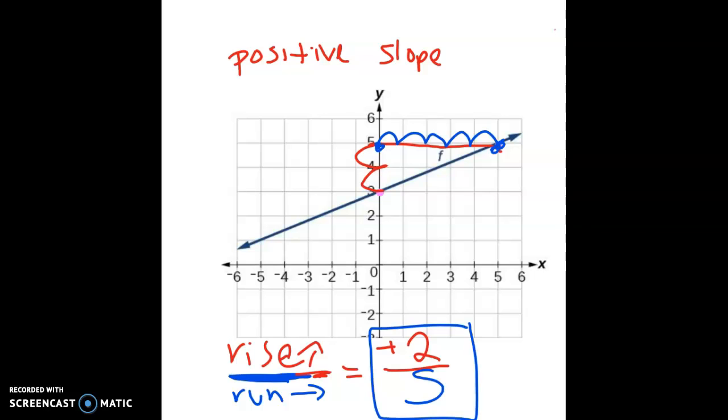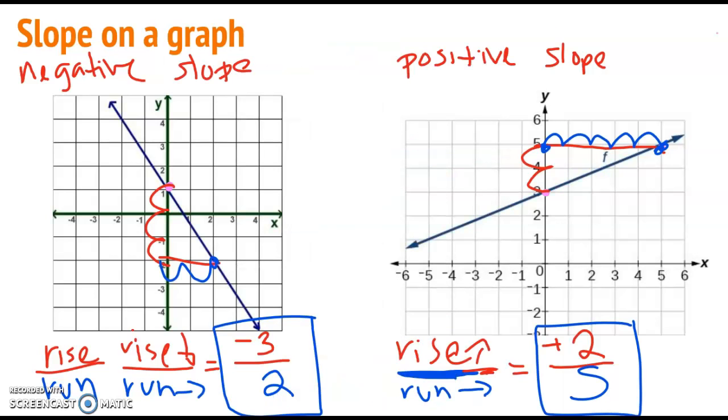Just to recap what I did for both of these, I wanted to see how many small squares, and I counted those little small squares to get the numbers. I wanted to see how many units I needed to rise up or rise down and see how many units it ran to the right. So for a negative slope, I know I'm going to come out with a negative number. With a positive slope, I know my fraction is going to be a positive number.